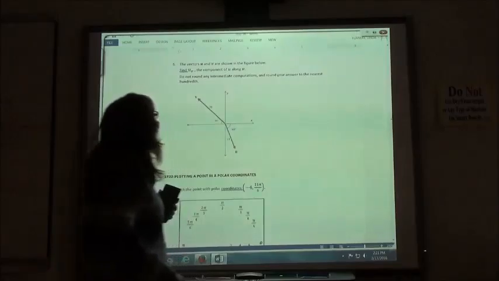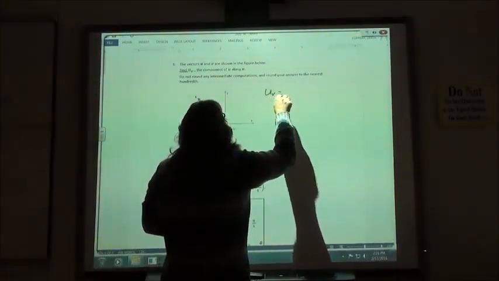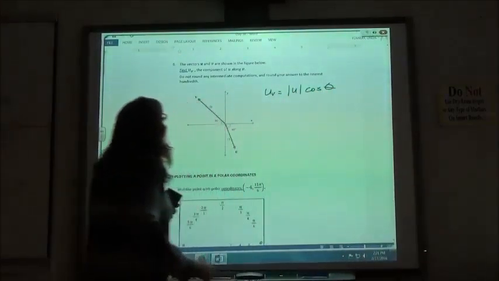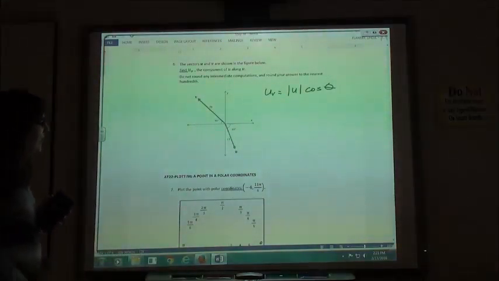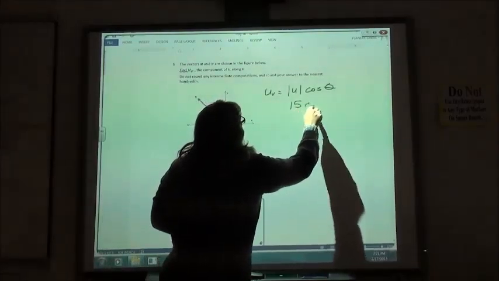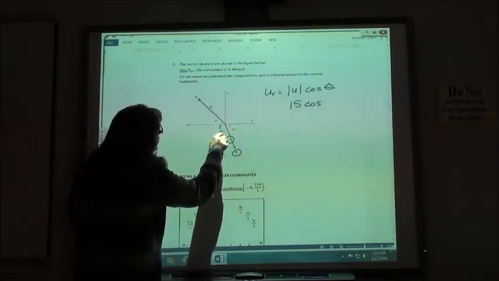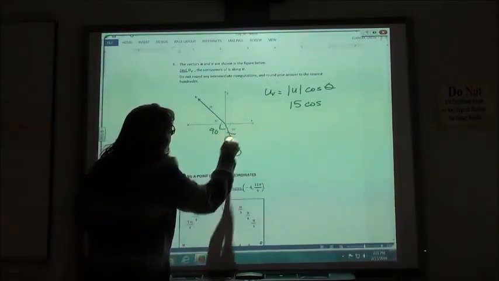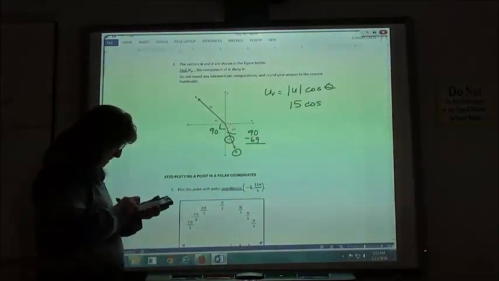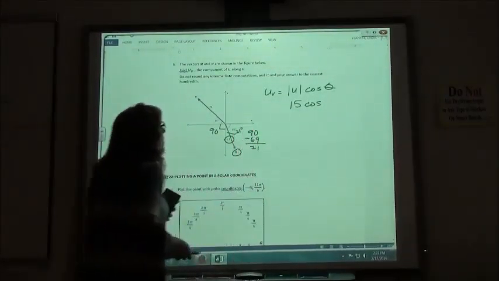Number 6, the vectors u and v are shown below. Find u sub v again. So I'm going to do the magnitude of u times the cosine of my angle. In this case, here is my vector u. The magnitude of that is labeled as 15. On my angle, this one is 44. This one right here would be 90. I need that little part in there. So 90 minus 69 gives me 21. So that little part in there is 21 degrees.